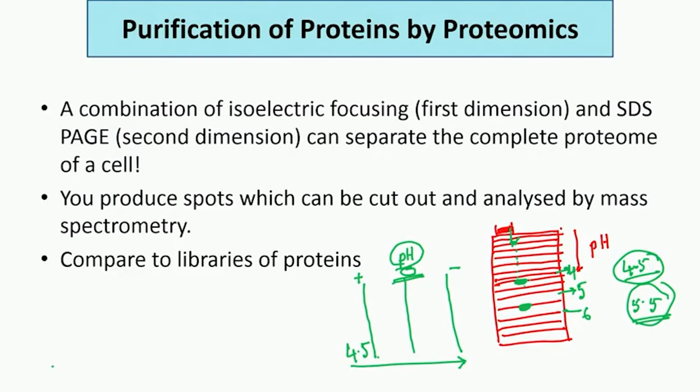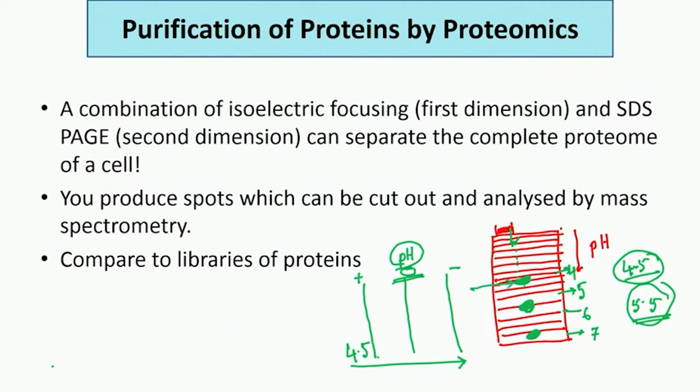So, the protein which has an isoelectric point of 4.5 will stop here, and the other one will stop here. If there is another protein which has, suppose, a pI of 7, that will stop there. Okay. So, this is how to determine it.